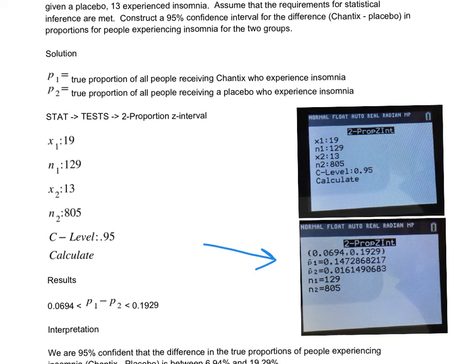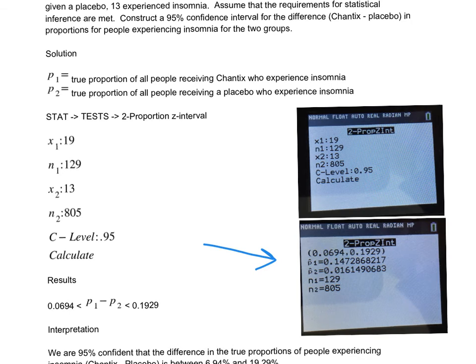So that is the interval in which we believe the true difference in those two populations lies. And you'll notice that they're all positive. 0 is not contained in that interval. It also gives you your p1 hat and your p2 hat in decimal form, your two sample sizes, which you had to enter anyway, so that's not super valuable there. The value really is in that interval.